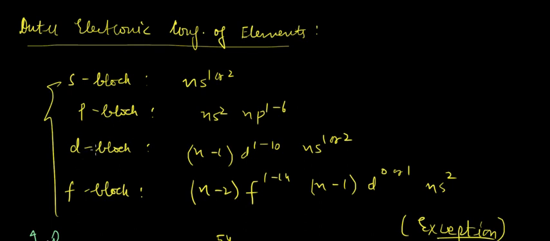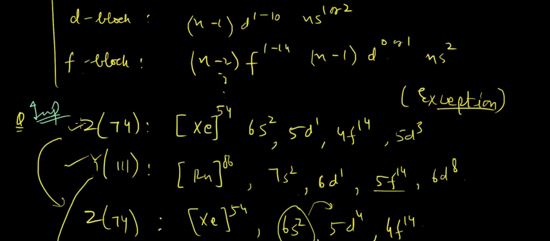np1 to 6. If it's a D block element, then it would be (n-1)d1 to 10, and ns1 or 2. If it's an F block element, it would be (n-2)f1 to 14, (n-1)d0 or 1, and ns2.